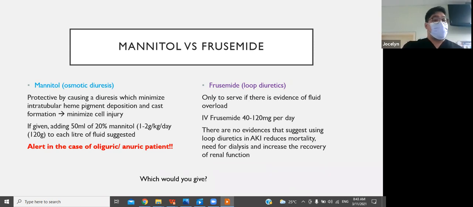So, which would you give? Would you give mannitol or furosemide? That decision I will put in your hands. Okay?